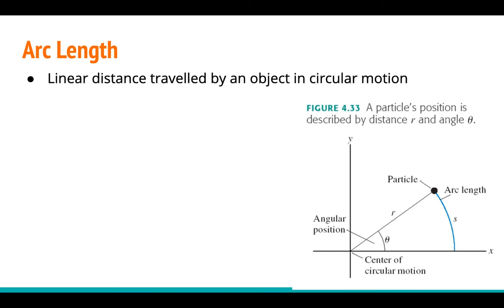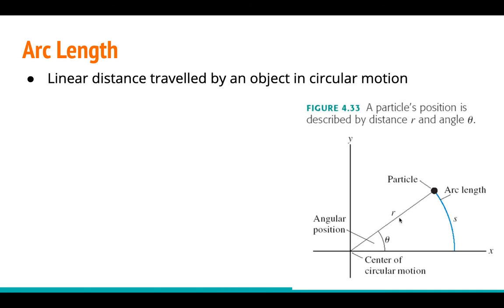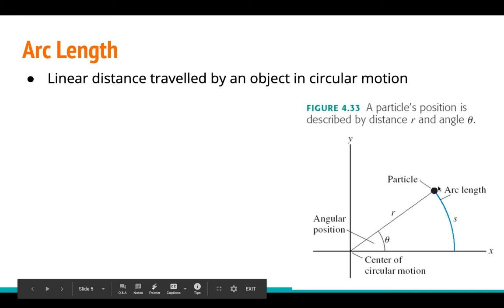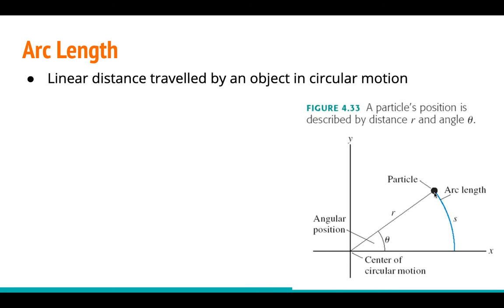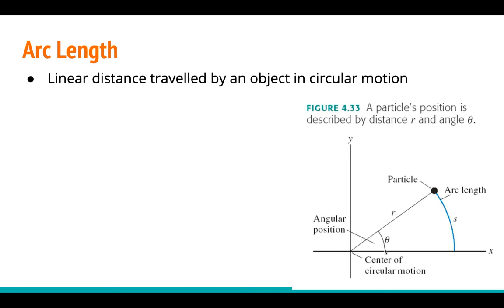So again, I'll review here. It's a linear distance that's traveled by an object that moves in a circle. We can determine that arc length by multiplying the radius of the circle, which is the distance from the center to the object's position on the path, by the change in angular position. And theta must be measured in radians.